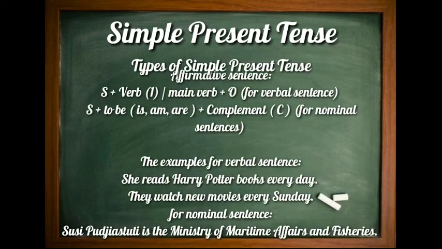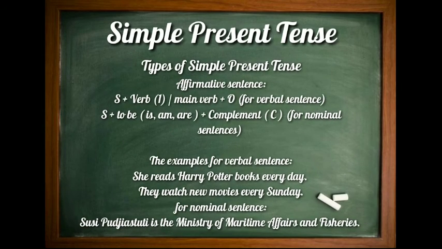There are several types of simple present tense. The first example is the simple present tense affirmative. To form an affirmative sentence, the formula will be subject plus verb 1 or main verb plus object for verbal sentence. And for nominal sentence, the formula will be subject plus to be plus complement.